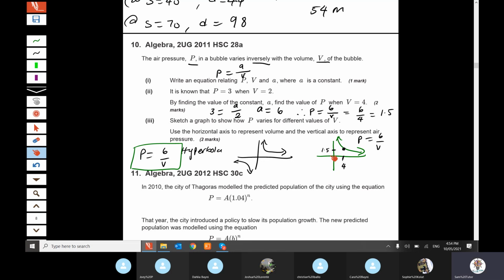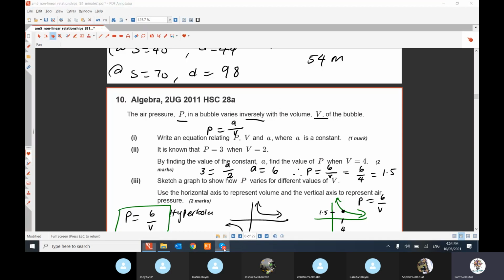My turn or your turn? So, a few more, or do you want to try it first and see? Happy to try? Okay. So, I'll pause the record.